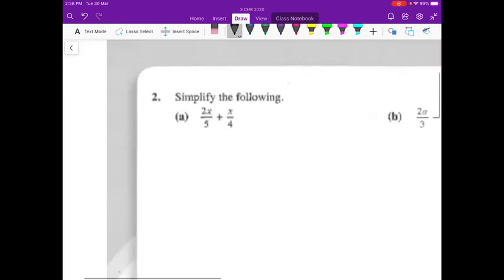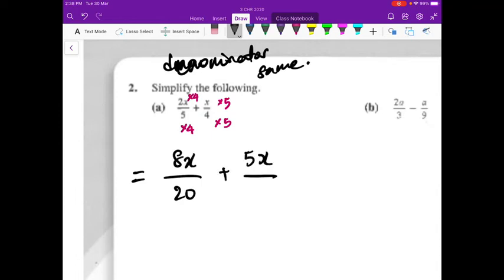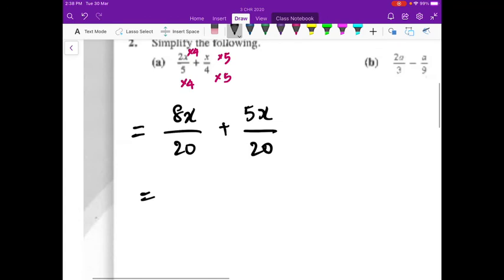Simplify. Now we have addition. Addition of fractions, the denominator must be the same. So for the denominator to be the same, we need to multiply the first one by 4. Numerator times 4, then times 5, times 5. Overall, we have out of 20, 8x plus 5x out of 20. Total, 13x over 20.